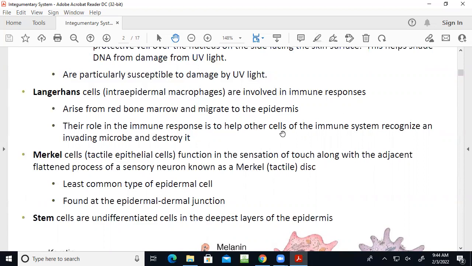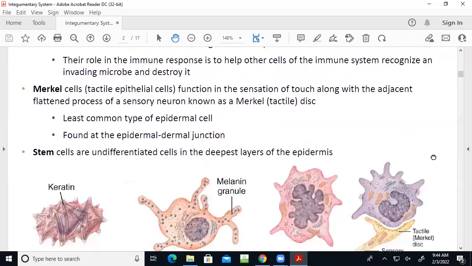Okay. Their role in the immune response is to help other cells of the immune system recognize an invading microbe and destroy it. So they don't actually do the destroying, but they can tell the immune cells, like your other white blood cells, hey, this virus is in here, this bacteria is in here, come clean it up, come destroy it. Okay, so they're kind of like a tattletale.